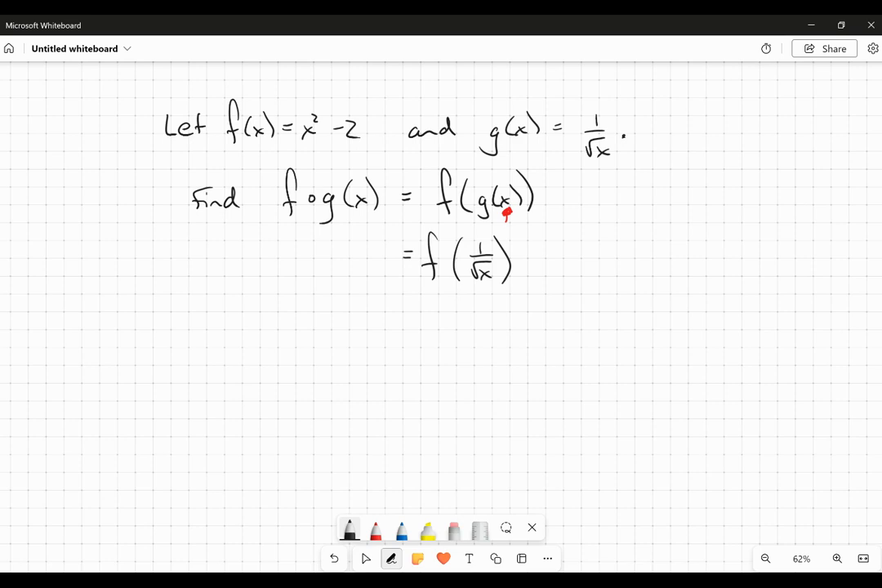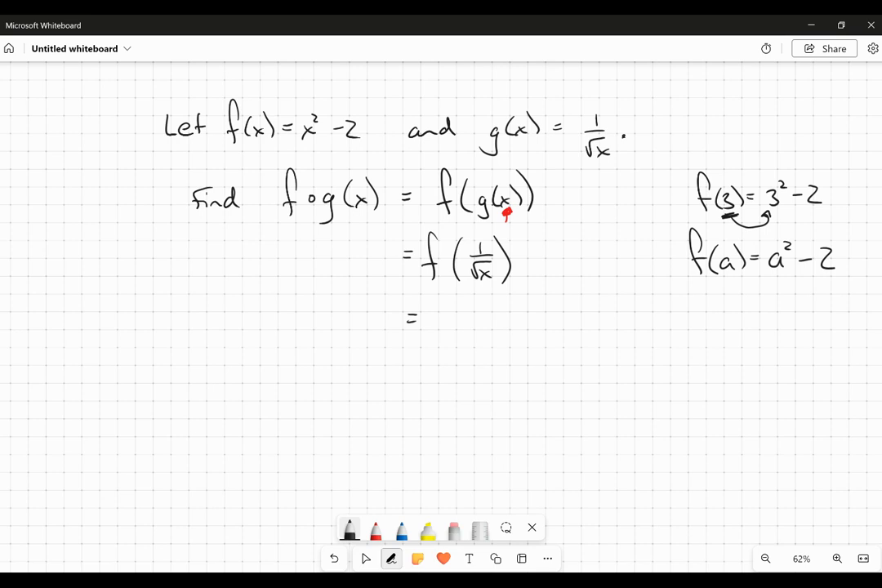So I want you to think of it like this. We know that f of x is x squared minus 2. So if I put, let's say, 3 in here, that means 3 squared minus 2. It means whatever's inside here, I square it and then subtract 2. If I was to put, let's say, a in there, I would take a, square it, and then subtract 2. f is telling me to take what's inside, square it, and then subtract 2.